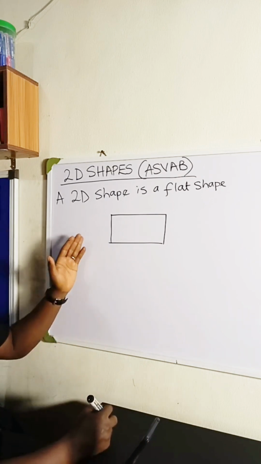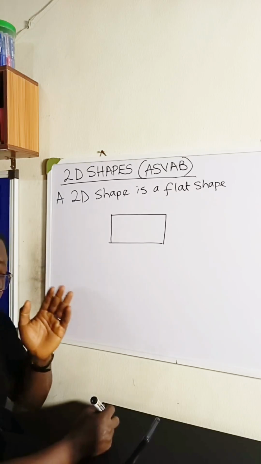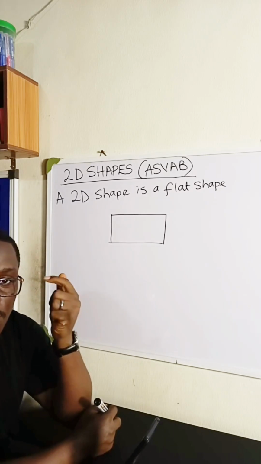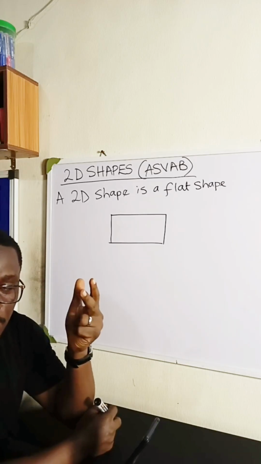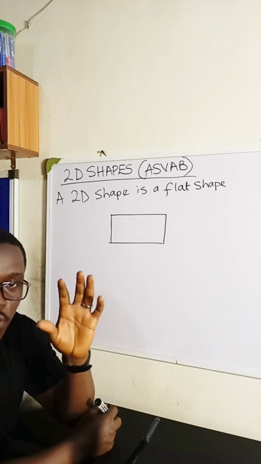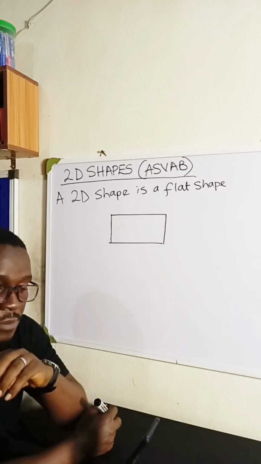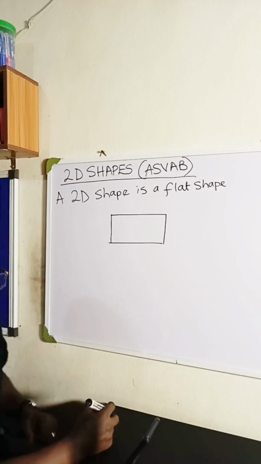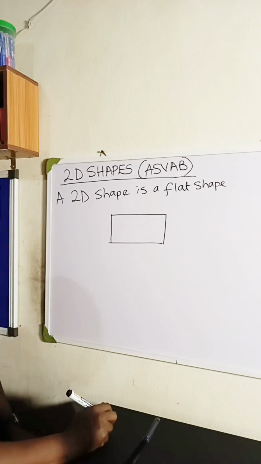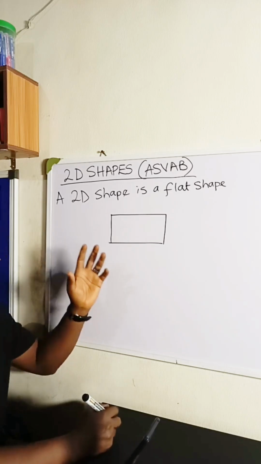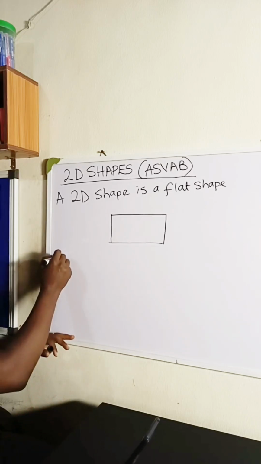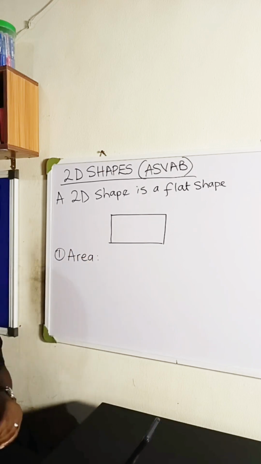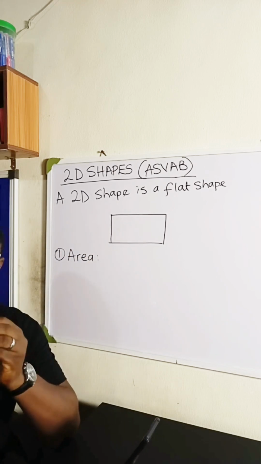So there are different types of 2D shapes that we'll be considering in today's lesson. We'll be considering rectangle, square, triangle, and circle. We'll look at these 4 2D shapes because they are some of the 2D shapes that are always considered in the ASVAB exams. So what are we going to be learning about these shapes? The first thing we are going to be learning is the area of 2D shapes. What is the area of a 2D shape?